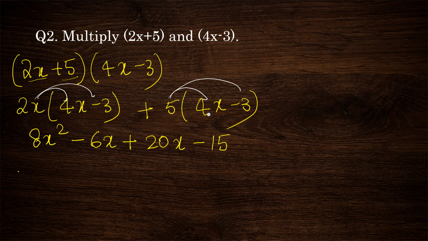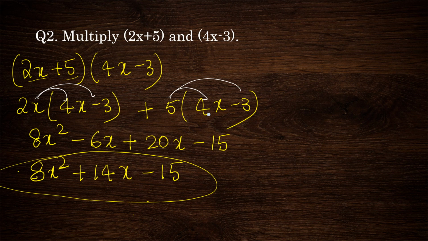Now, is this the final answer? No, it is not. We still have like terms. 8x square. Then, what is minus 6x plus 20x equal to? We have different signs. So, we're going to subtract, 20 minus 6 gives us 14. But the bigger number's sign is plus. So, we're going to put plus 14x minus 15. So, this is going to be our final answer. It is 8x square plus 14x minus 15, which is option number B.